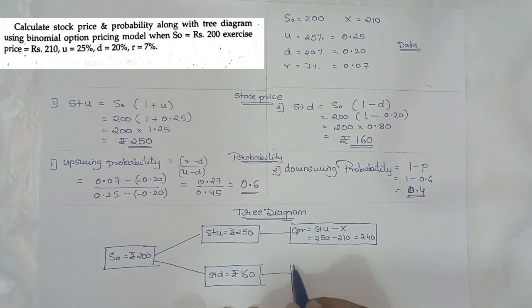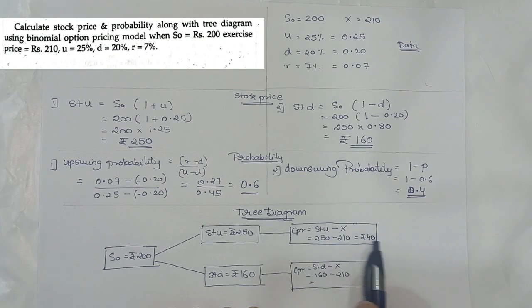Now same way we find for the second part. So the CPR for the downswing will be STD minus X. So that is 160 minus 210. Now remember, this is the most crucial part. Whenever there is positive difference, that's the profit. But if you get a negative difference, 160 minus 210, you cannot have a negative value. The rule is whatever you invest, if it goes in loss, the value becomes zero. So you cannot have a negative value. The final answer will basically be rupees 0.